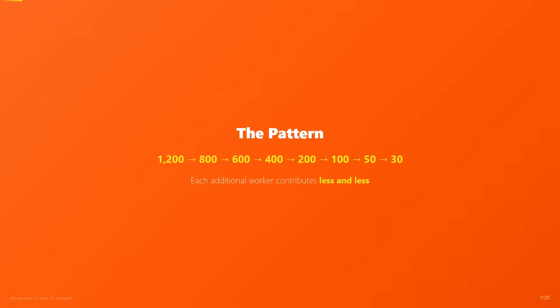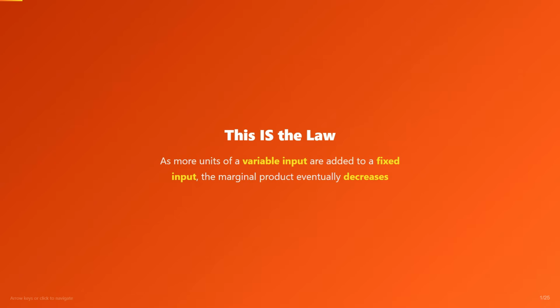Now look at the marginal product numbers, 1,200, 800, 600, 400, 200, 100, 50, 30. What's happening? The marginal product keeps decreasing. Every additional worker we add contributes less and less to output. This is exactly the law of diminishing marginal returns.